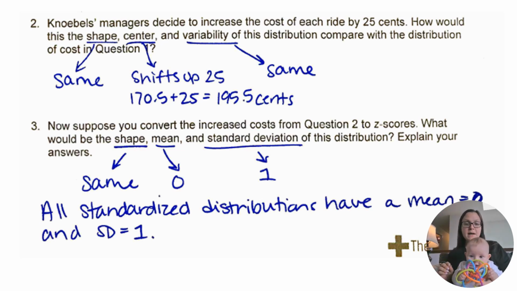For number 3, the shape once again would stay the same. And if we're changing everything to z-scores, for a z-score distribution, the mean is always 0 and the standard deviation is always 1. We'll talk about that a little bit more on Thursday and Friday, why that is.